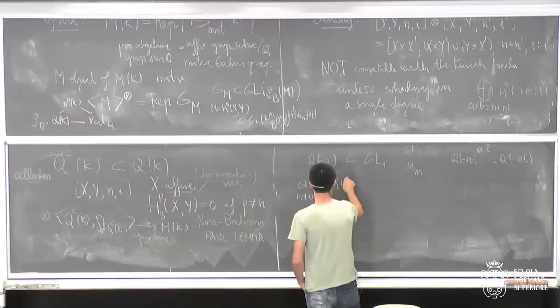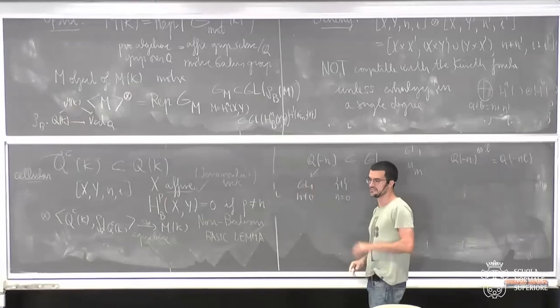So for n equals one, this was the case of Q of 2 pi i. So the Q of 2 pi i has group GL1.